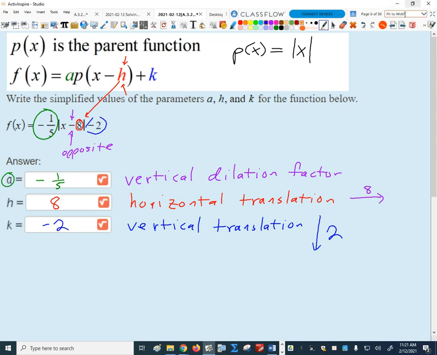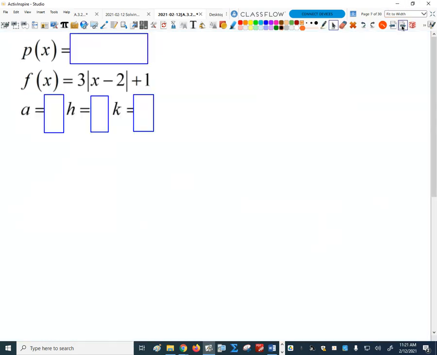Okay. So the question comes up then, probably you're trying to organize your thinking here. Before we do anything else, let's practice this a little bit more. So I want you to stare at this for a second and see if you can tell me what is the parent function and what are the values of A, H, and K. Everybody try this on a piece of paper real quick.